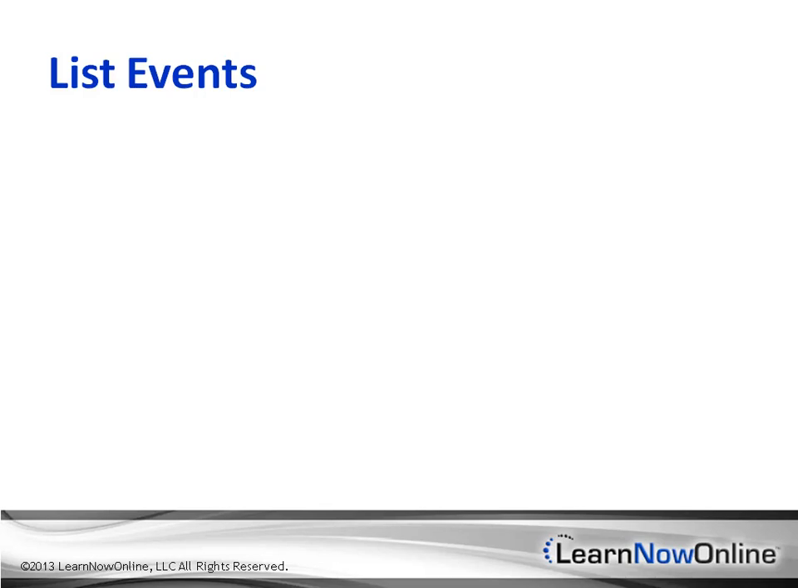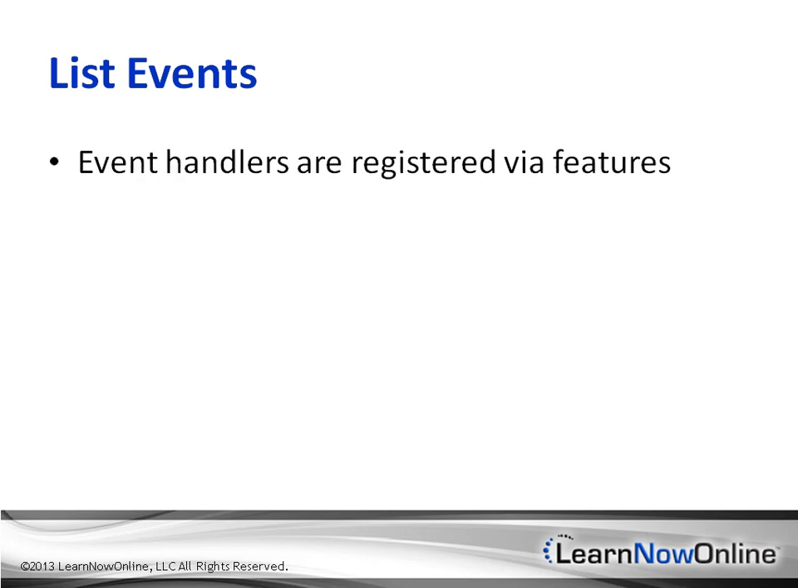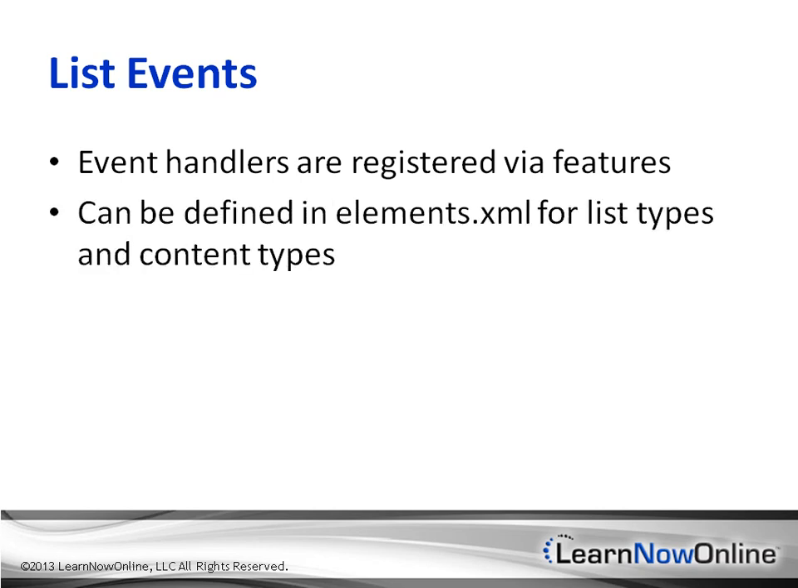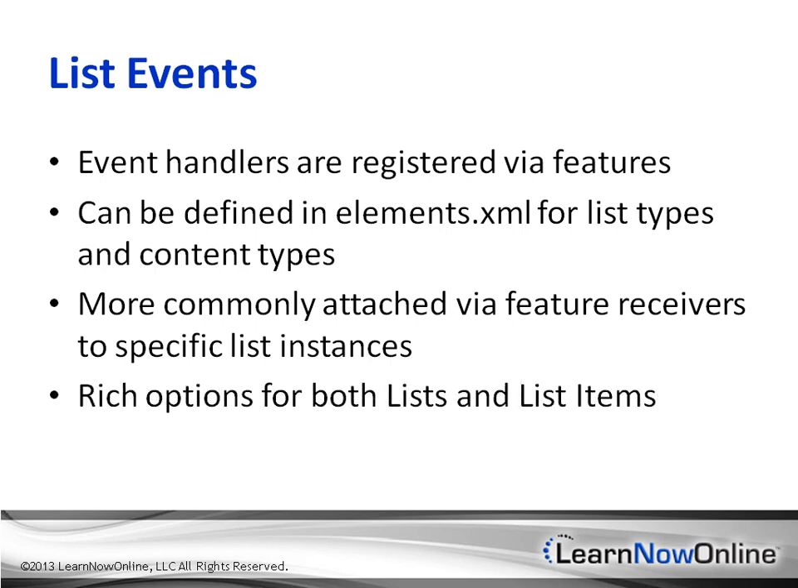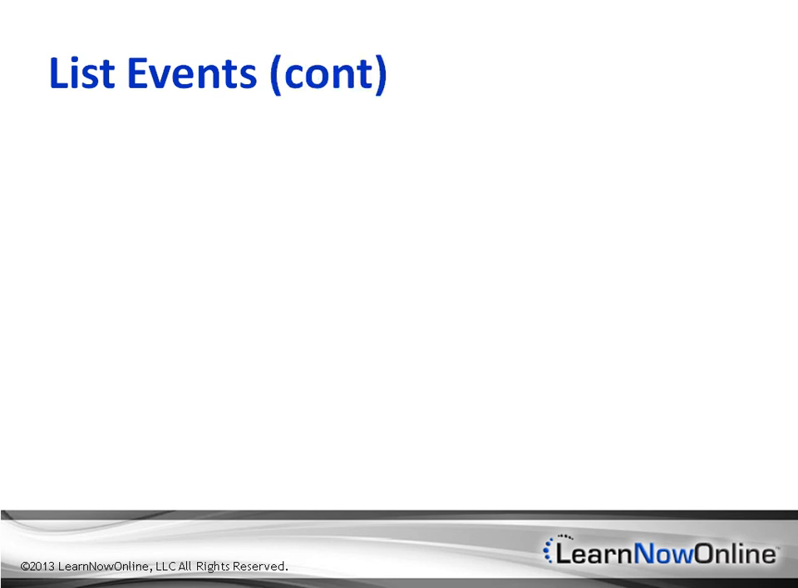So SharePoint gives us a rich event model for lists and list items, and you can register for event handlers for list templates, content types, and list instances declaratively using features, and this is done in the element manifest. You don't have to do that though. You could use the object model, but a lot of times, if you're going to use the object model, you would attach it via a feature receiver to a specific list instance. There are rich options for both lists and list items.